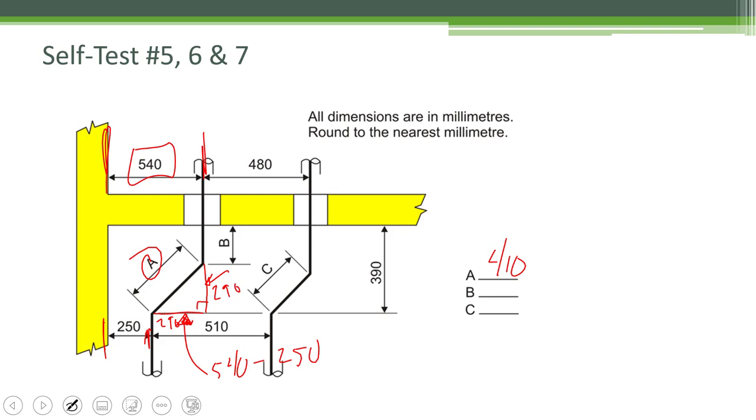Okay, to find B, I kind of helped us out a little bit already. I know from this wall to down here is 390. So hey, we know that that's 290. So for B, I can just go 390 minus 290. I don't even need a calculator for that. It's 100.